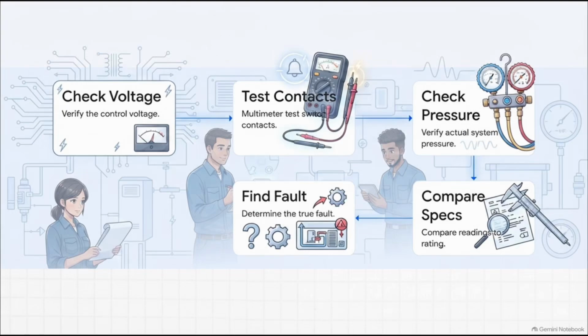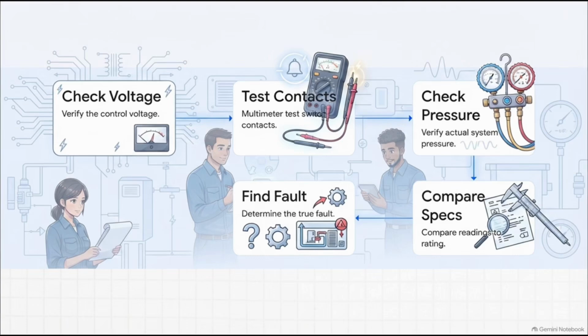Continuing our methodical process, we move into the actual advanced testing. Step 5, verify your control voltage. Look, if your transformer's putting out 18 volts instead of 24 under a load, all your safeties are going to start acting weird. Step 6, use your multimeter to test the switch contacts for continuity.